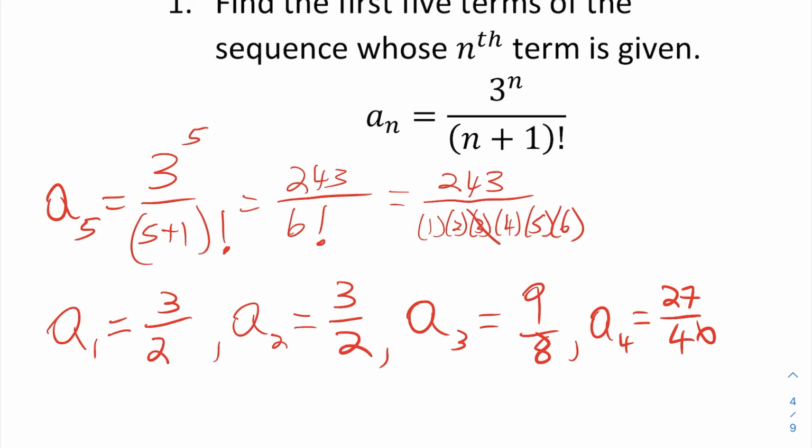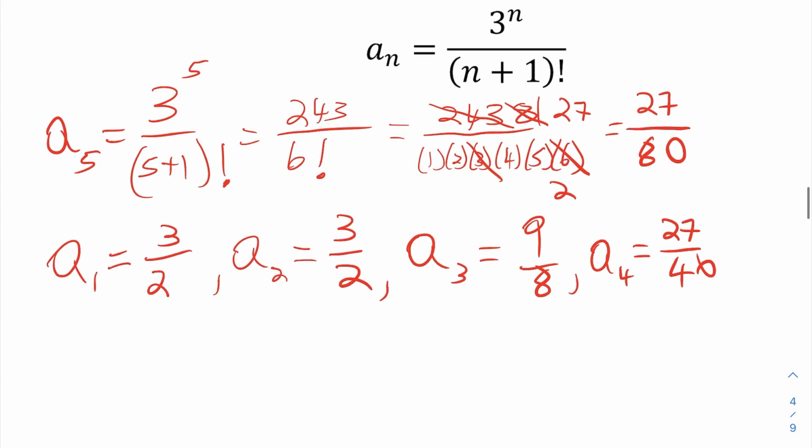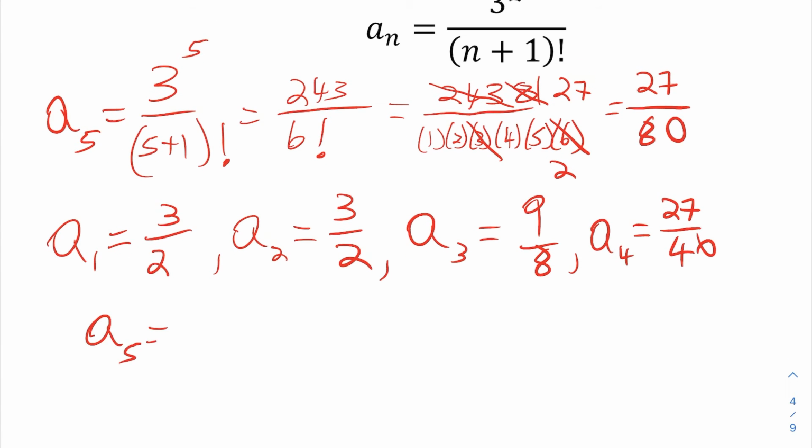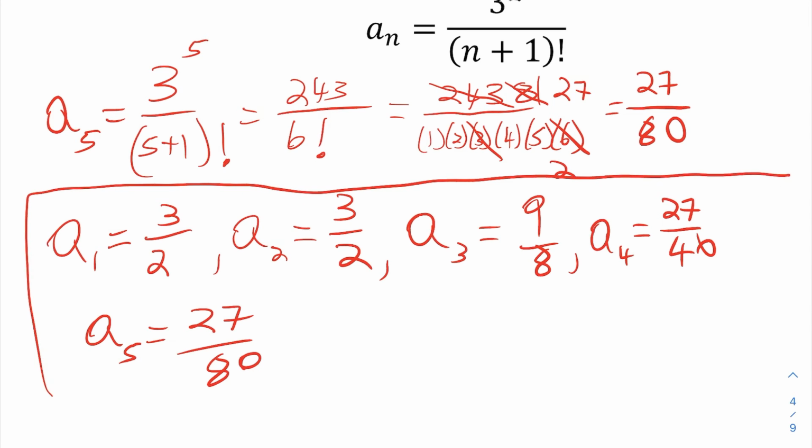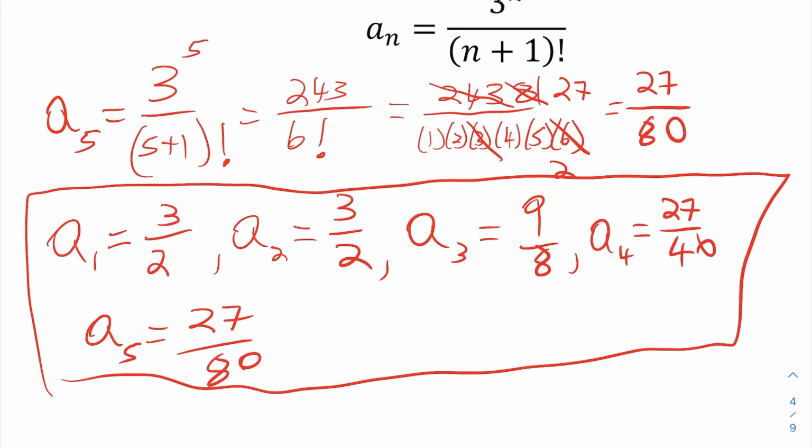For instance, 3 goes into 243 81 times. Oh, there's also a 3 in 6. That 3 goes into 81 27 times. So what I have left over is 27 over, let me see, 2 times 5 is 10, 10 times 4 is 40, and 40 times 2 is 80. So the last term, A5, turns out to be just 27 over 80. And there are the first 5 terms of that sequence defined with a factorial.